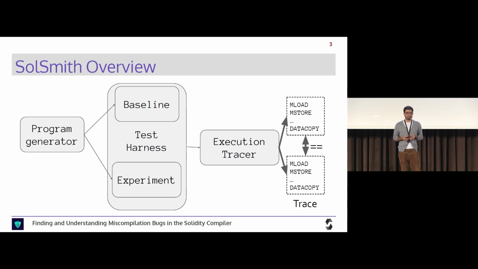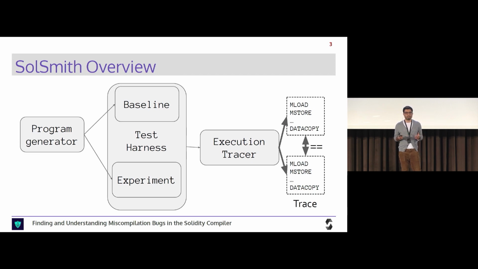The way we find bugs like this is by writing a fuzzer. I call the fuzzer Solsmith, after CSmith, which did something similar for C compilers. It roughly has 3 components. A program generator, which generates semantically valid but randomly generated programs. An execution tracer, which runs these programs on an EVM client and produces an execution trace of the code. And the test harness, which instruments the setup.